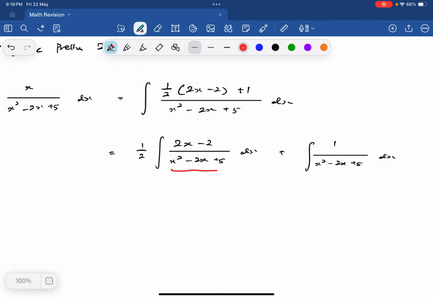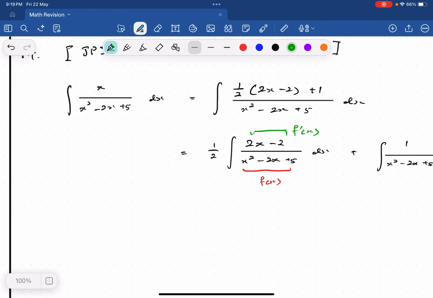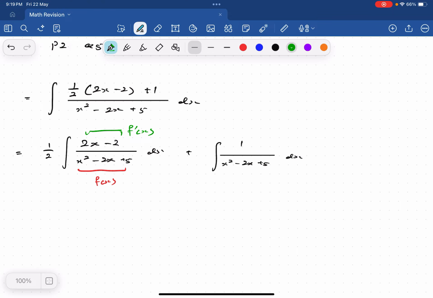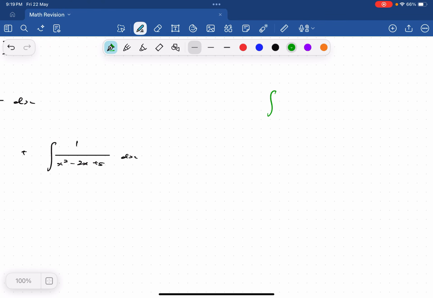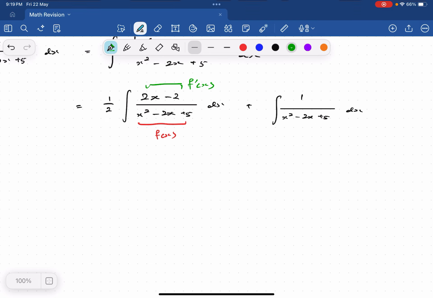So if this is our f(x), then our f'(x), if you check, will just be 2x minus 2. So this is directly f'(x) over f(x). You don't need to do any manipulation. And just remember, when you have this form of an integral, it is going to be ln|f(x)| plus c. Okay? So we are going to write that in now.